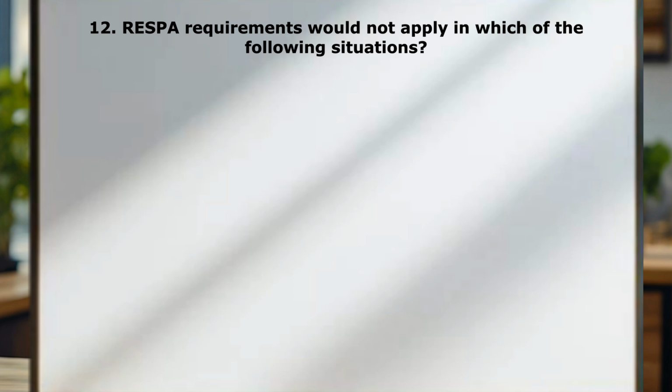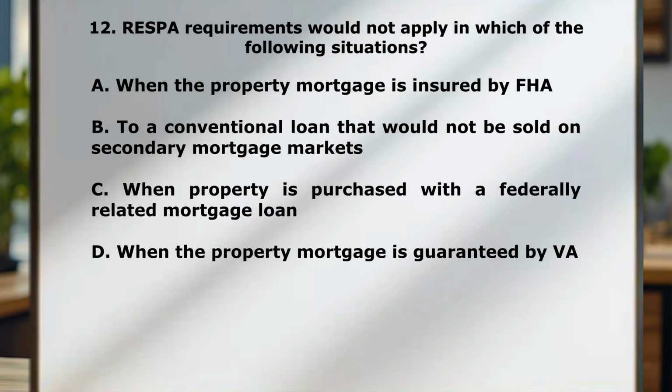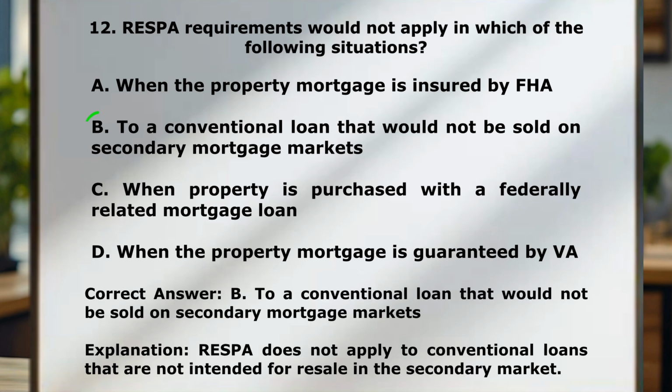Question number 12. RESPA requirements would not apply in which of the following situations? A, when the property mortgage is insured by FHA. B, to a conventional loan that would not be sold on secondary mortgage markets. C, when property is purchased with a federally related mortgage loan. D, when the property mortgage is guaranteed by VA. Correct answer here is B, to a conventional loan that would not be sold on the secondary mortgage markets.